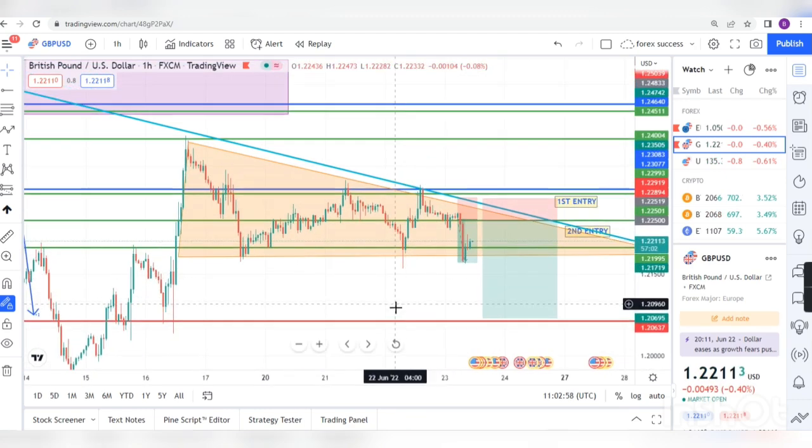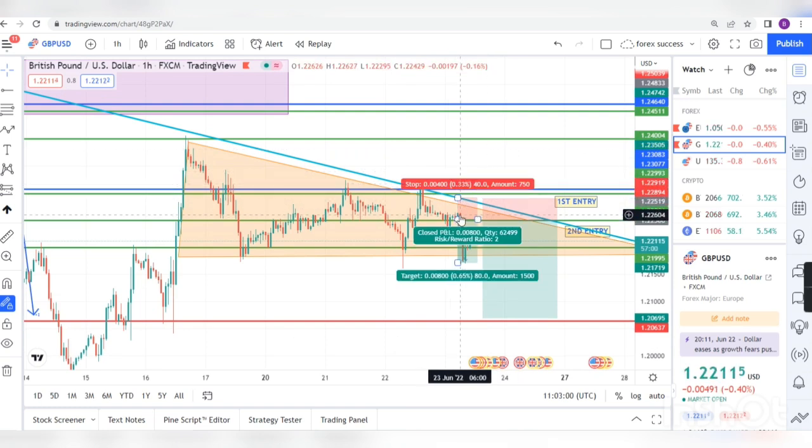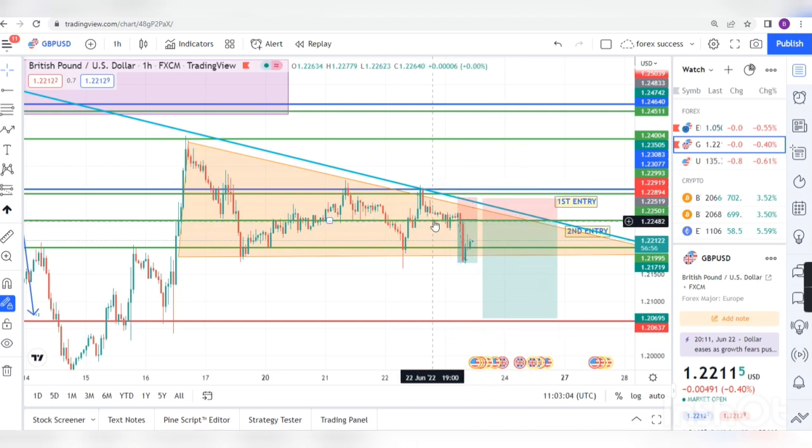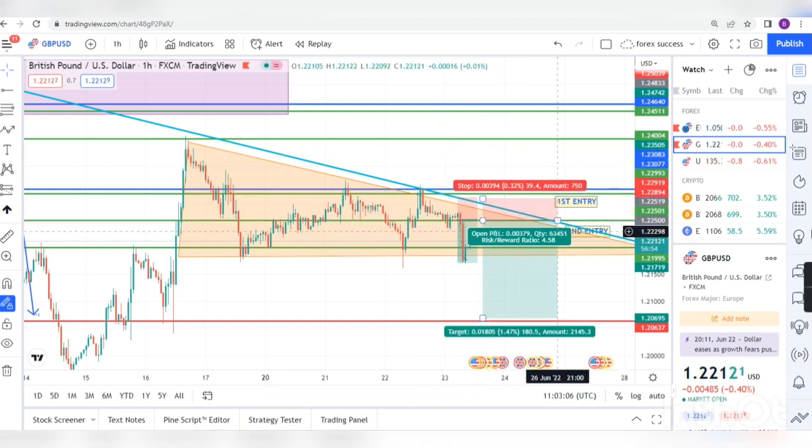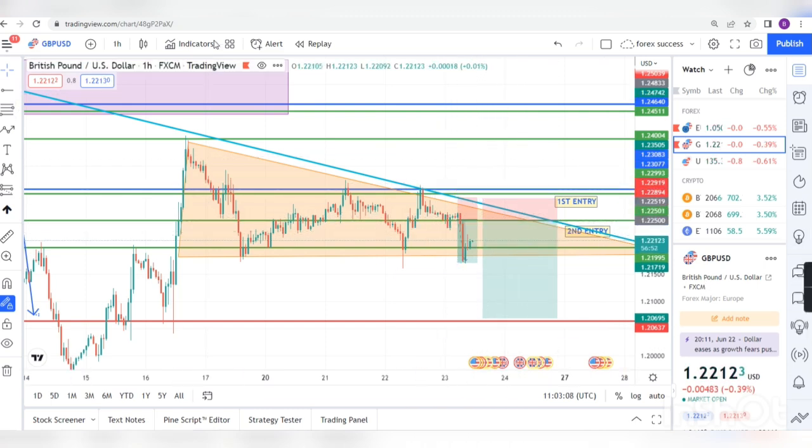So I did this analysis around 3 a.m. today. Why? A lot of you must have been sleeping, but we were just busy observing and trying to do the top-down analysis to see what's going on in the market.